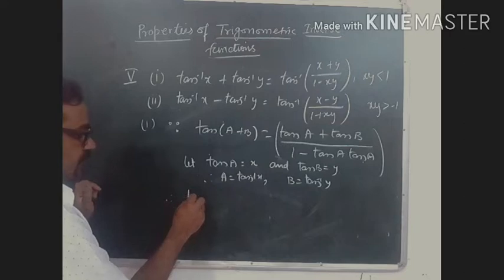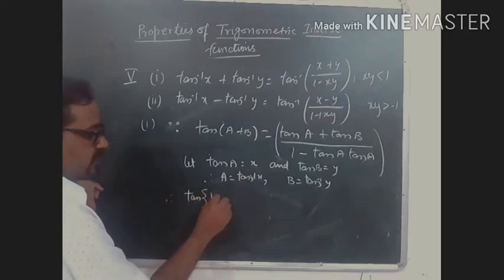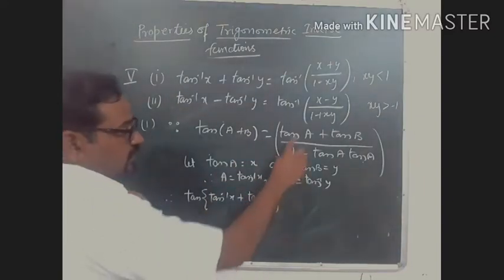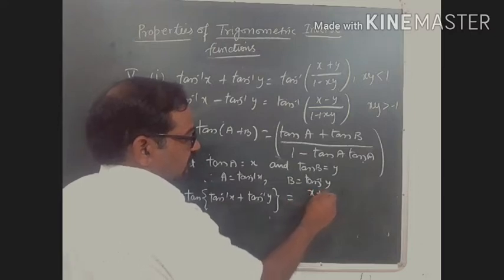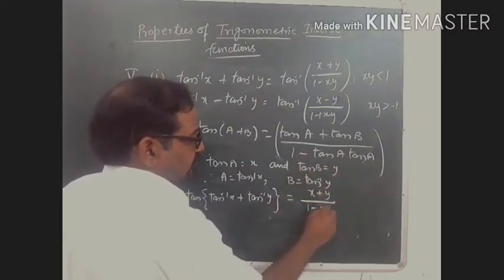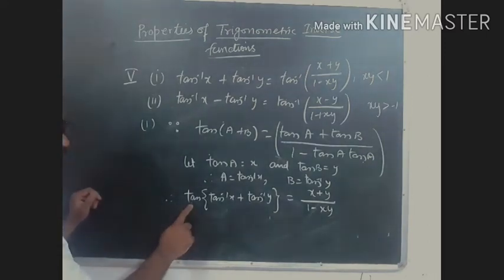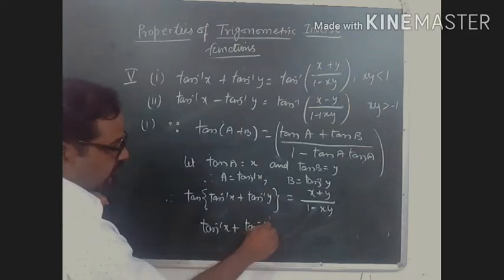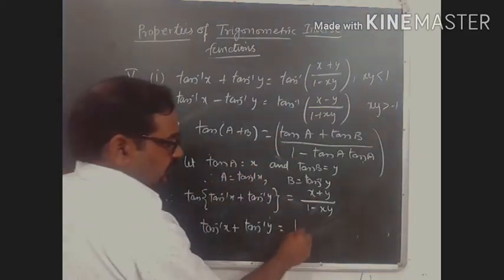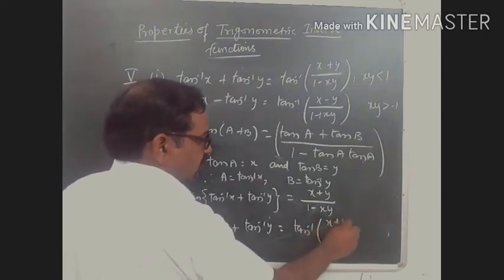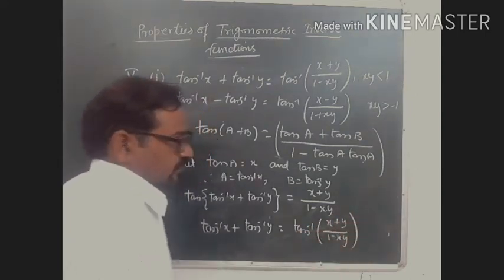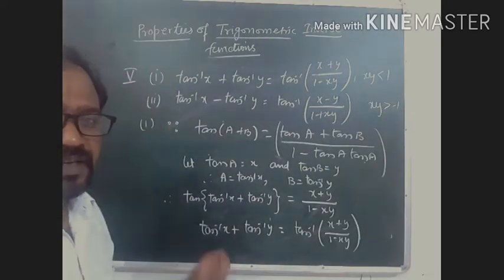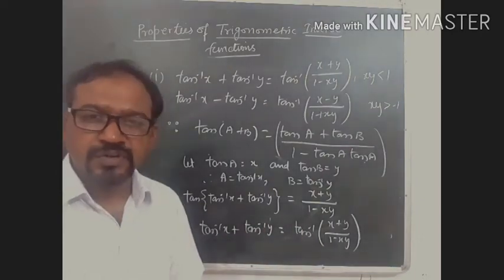So tan inverse x plus tan inverse y equals tan a + tan b, that is (x + y) upon 1 − tan a tan b, 1 − xy. Now transfer this tan, that is the inverse of tan. So tan inverse x plus tan inverse y equals tan inverse of (x + y) upon 1 − xy. This is the first part of this identity.